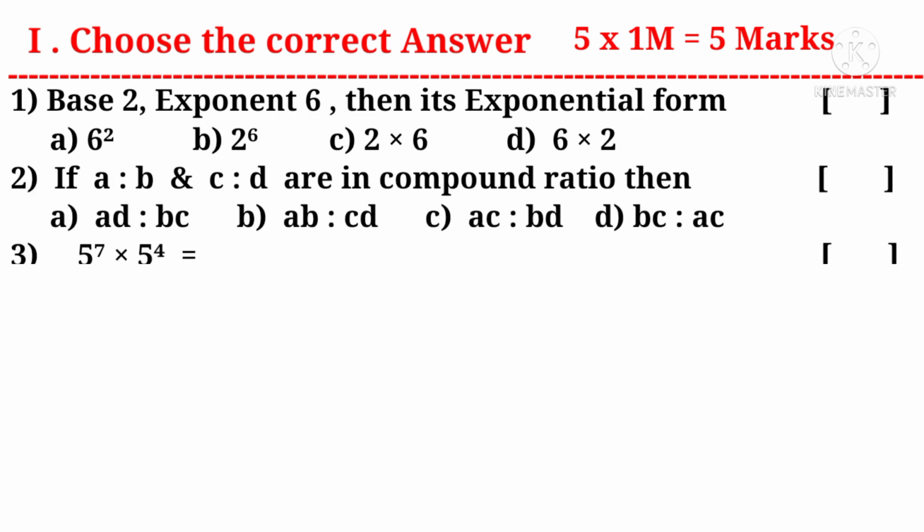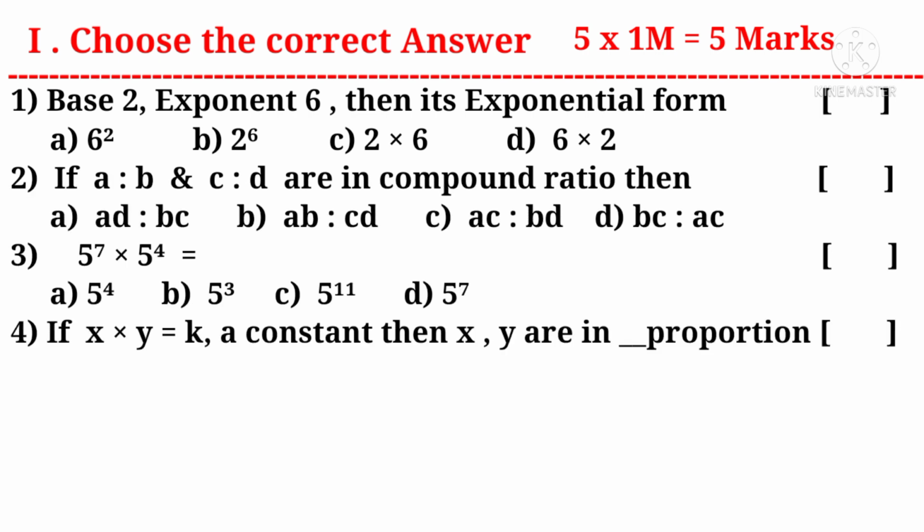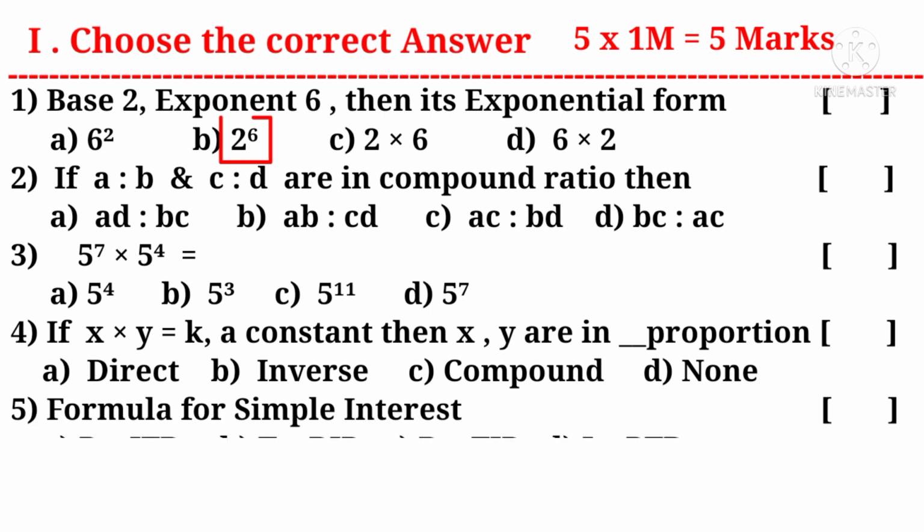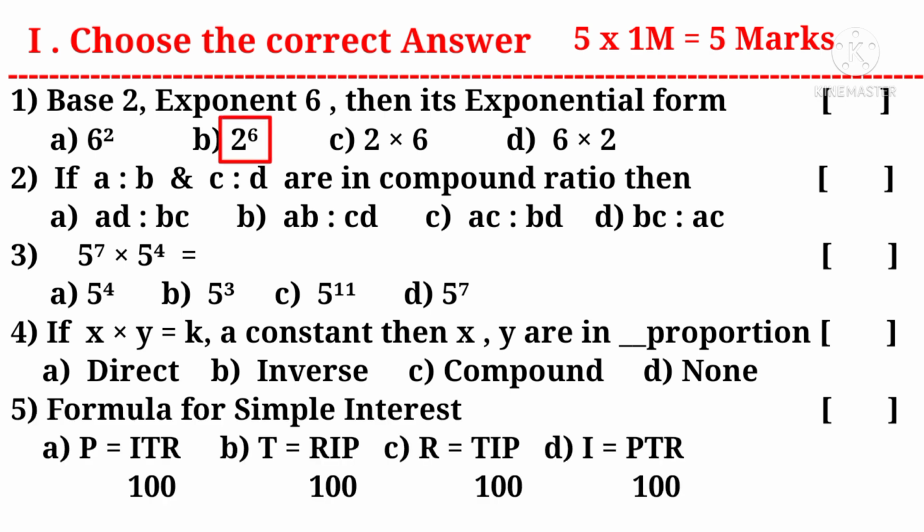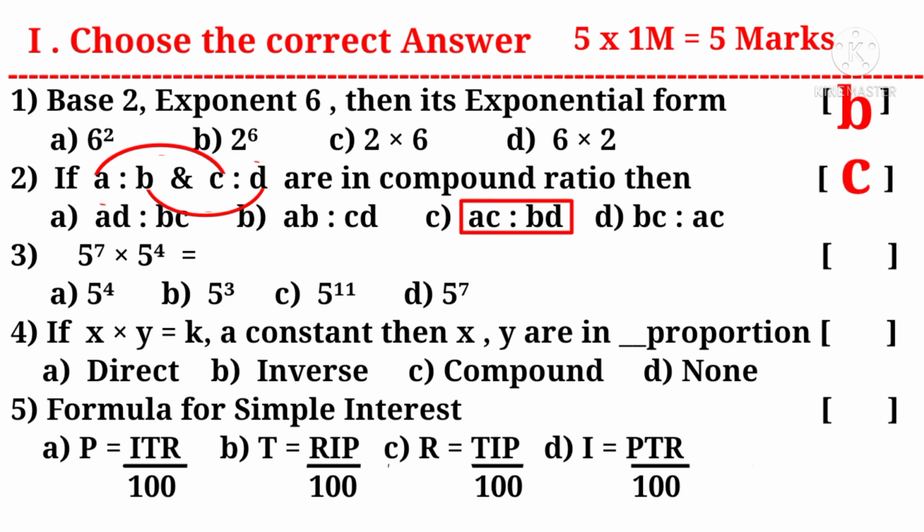First bit. Base 2, exponent is 6, then its exponential form is 2 power 6. So the correct choice is B. Number 2, if A is to B and C is to D are in compound ratio, then product of antecedents is to product of consequents, that is AC is to BD. So the correct choice is C.